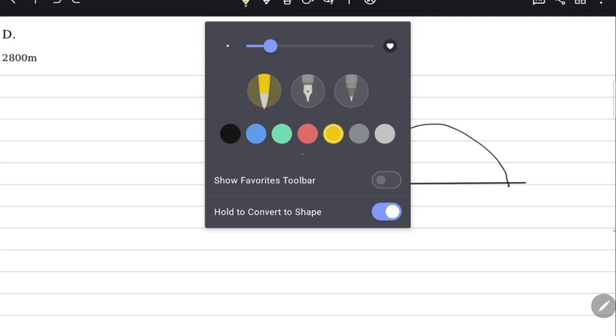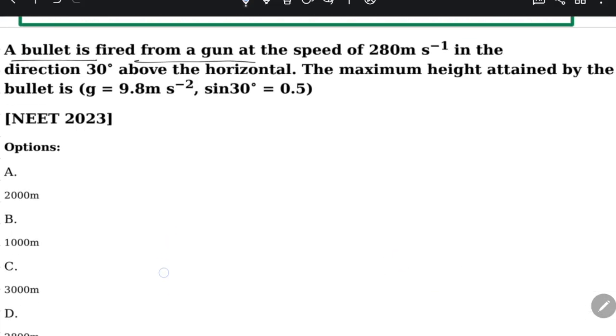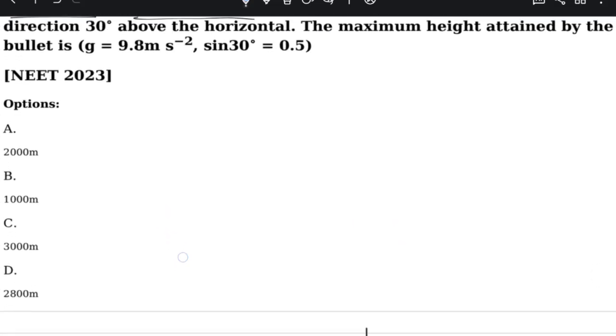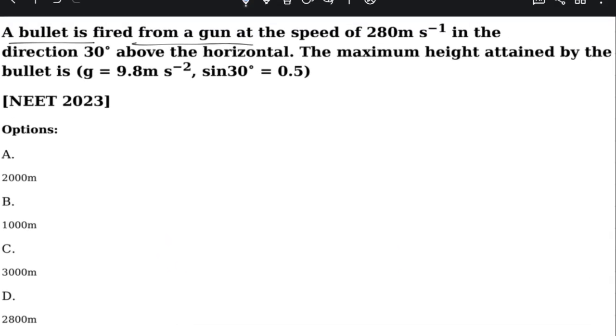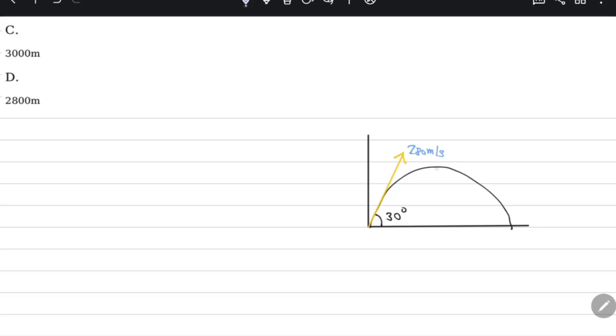I have to use a different color, so the number will be 280 meters per second, right? They projected a ball at a speed of 280 meters per second at 30 degrees above the horizontal, and they are asking the maximum height attained by the bullet. So they are asking for h max.